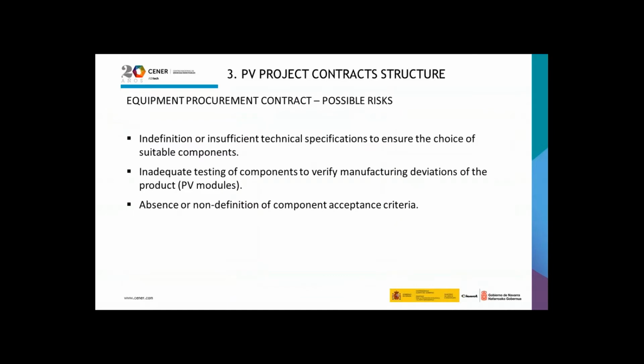The possible risks in the equipment procurement contract are the indefinition or insufficient technical specifications to ensure the choice of suitable components, the inadequate testing of components to verify manufacturing deviations of the product, and the absence or non-definition of component acceptance criteria.